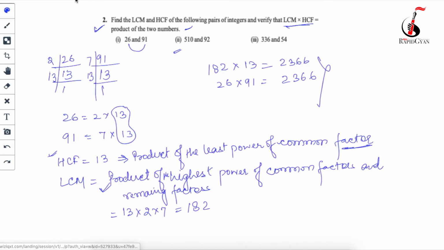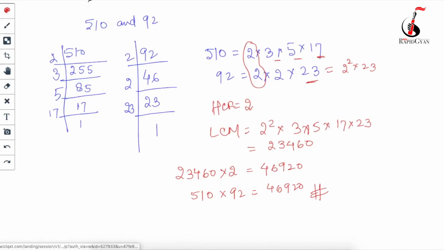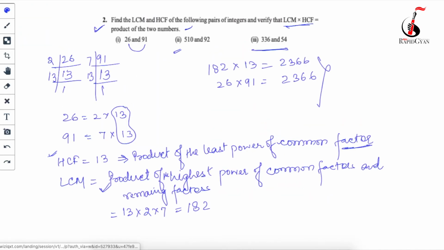Now, what is the third part of the question saying? The third part of the question is saying 336 and 54. Okay, let me go to the next board. It was 336 and 54. So let me find the prime factorization of 336.